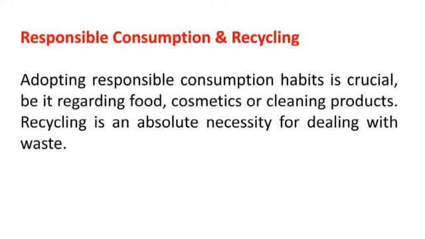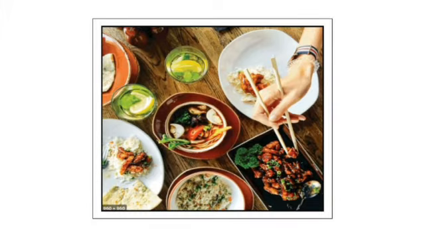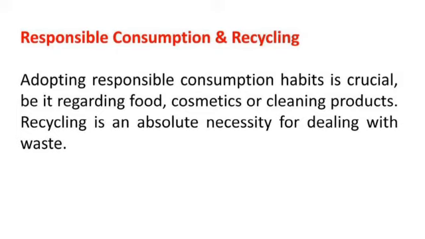The next important measure to prevent global warming is responsible consumption and recycling. We all need to adopt responsible consumption because it is very important in order to protect the environment. Adopting responsible consumption habits is crucial, be it regarding food, cosmetics, or cleaning products. We need to make smart decisions to eat locally grown seasonal food that doesn't adversely affect the environment with pesticides or the use of fuel.